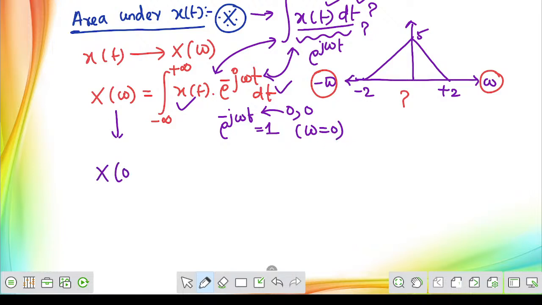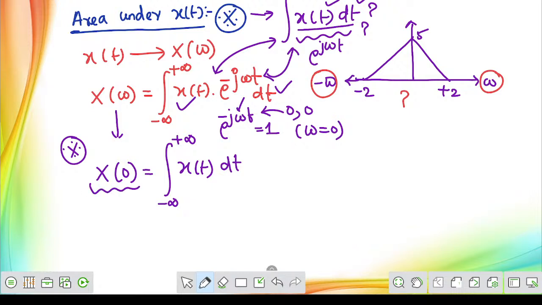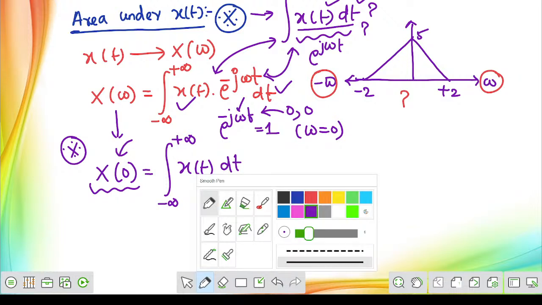If I am replacing omega by 0, then at omega equal to 0, whatever you get in the frequency domain is equal to the integral from minus infinity to plus infinity of x of t into e power 0, and e power 0 will become equal to 1. See how easy it is. Now what is the conclusion, sir? In the time domain, throughout the interval minus infinity to plus infinity, the total value of x of t dt will be equal to the value you have in the frequency domain at omega equal to 0. That is the answer. Now go back to the question that I asked.